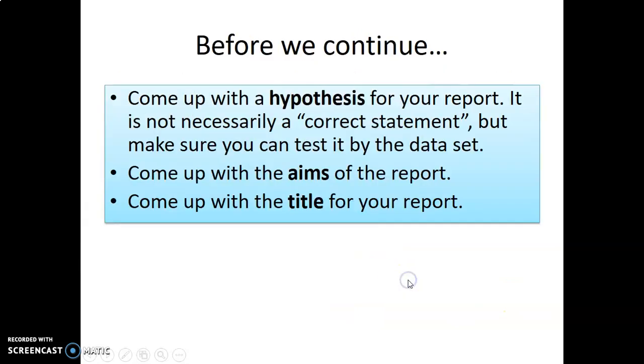Okay, all right, so in the previous video, we talked about the hypothesis and what a hypothesis is, and your task was to write a hypothesis or several hypotheses for your report. If you haven't done it, please do that. And then now you need to come up with the aims of your report and come up with the title. Okay, so the aims and the title, as you have heard just now, they are very similar.